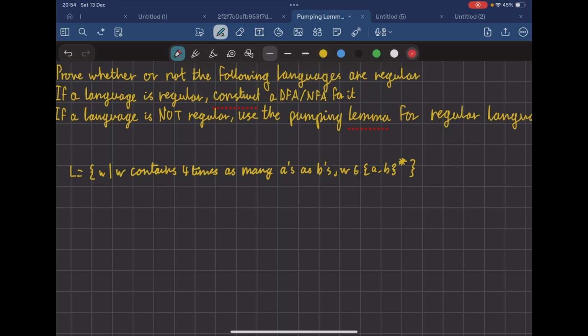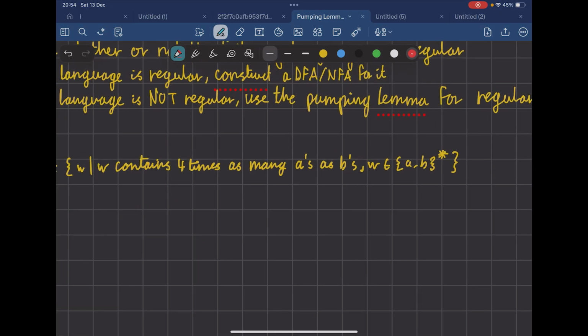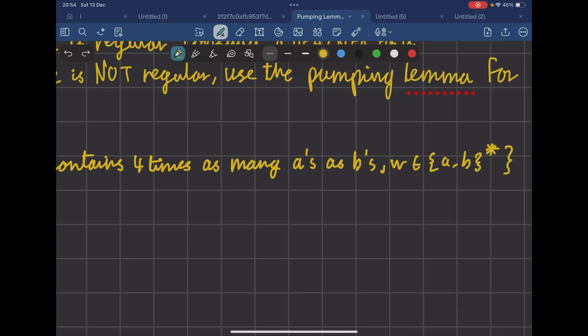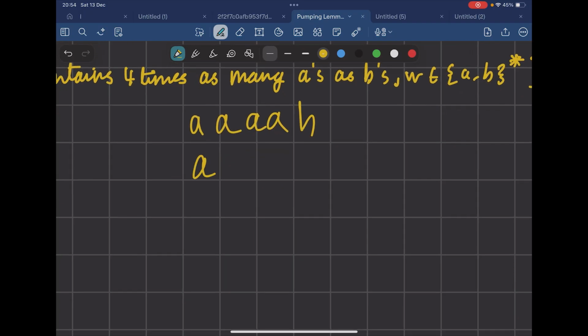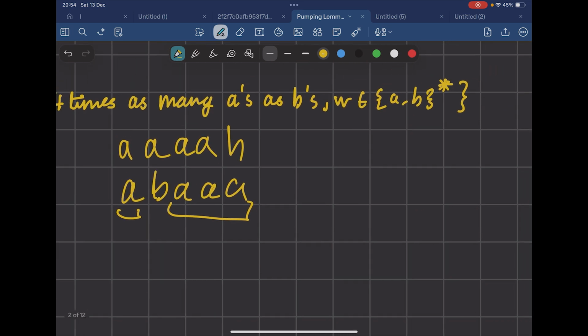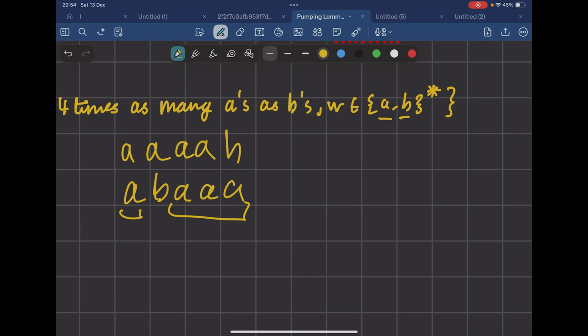So it's all strings w, where w contains 4 times as many a's as b's. So for example, you could have a, a, a, b. Or we could have a, b, a. There's 4 times as many a's as b's. And just as a reminder, the string is over the alphabet {a, b}. Okay, so that's what the language is like.